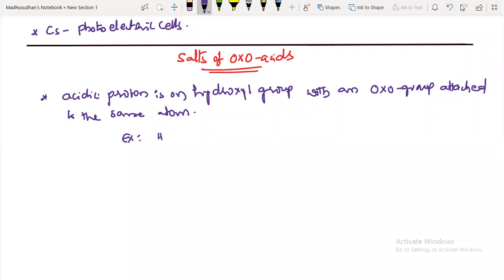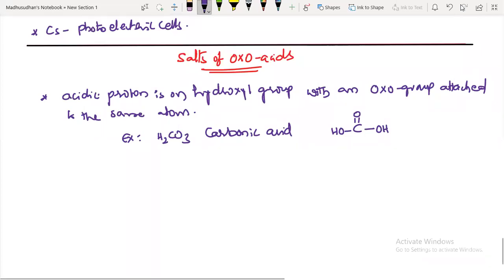What is carbonic acid? H2CO3. How does its structure look? Look at this, H2CO3, right? According to this oxo acid definition, an acidic proton is on a hydroxyl group. These are the acidic protons, and these are hydroxyl groups attached to the oxo group. This is called the oxo group. The C double bond O group is called the oxo group.